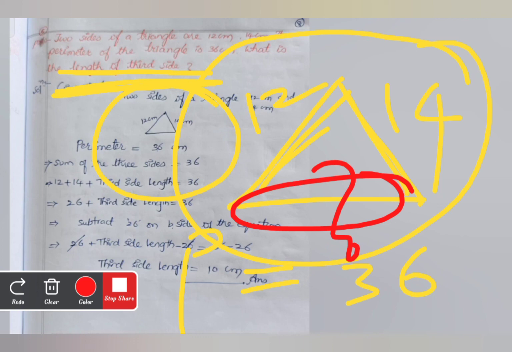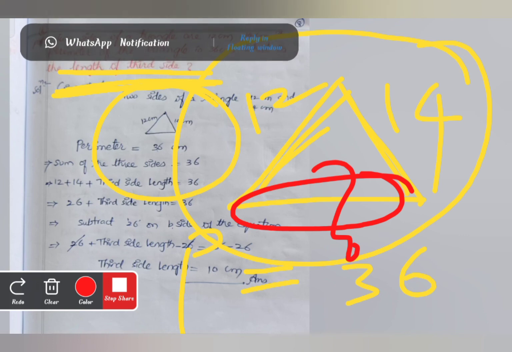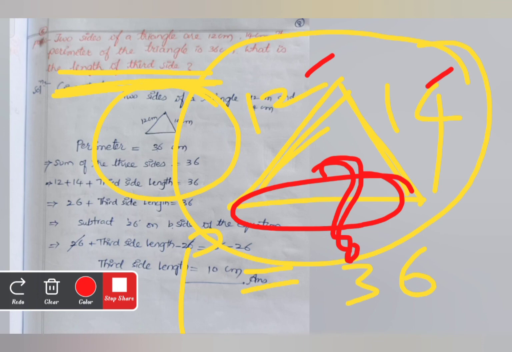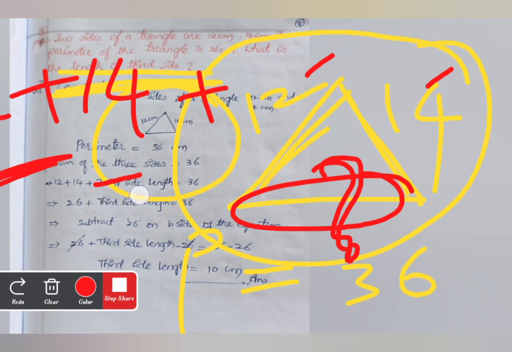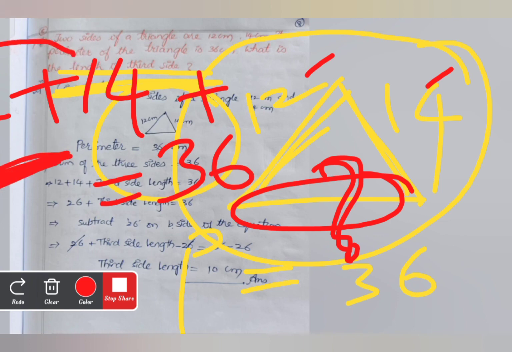We all know that perimeter is nothing but it is the sum of the length of the boundaries. 12 plus 14 and this side. If we add these three sides, we will get 36. Very good. So 12 plus 14 and the third side, we don't know the measurement. If we add these three, we will get 36. So we need to find out this side. How do we find it out? First we need to find these two. 12 plus 14 कितना होता? 26. Okay.